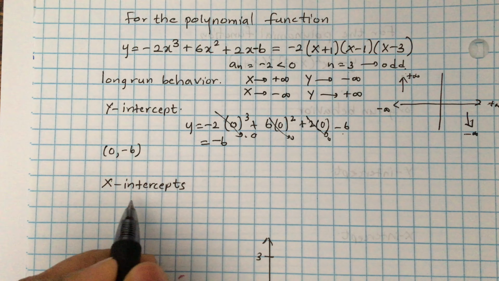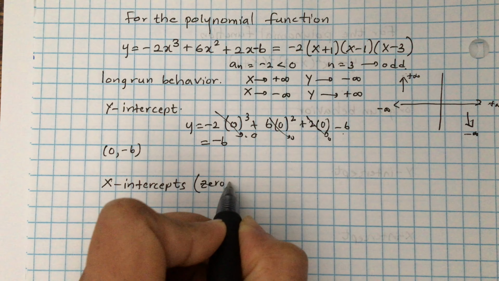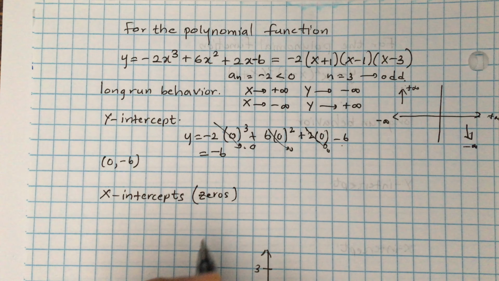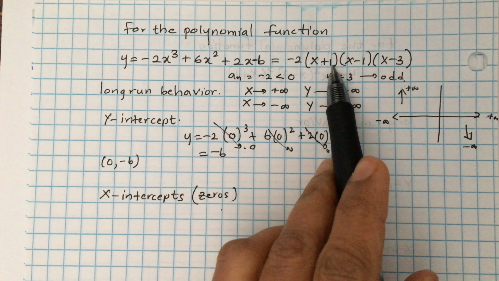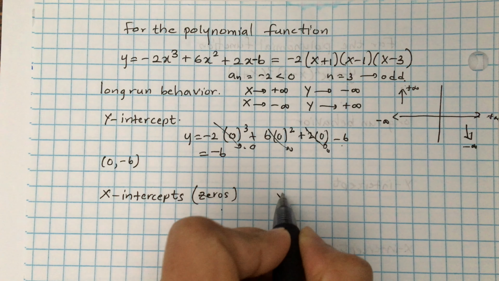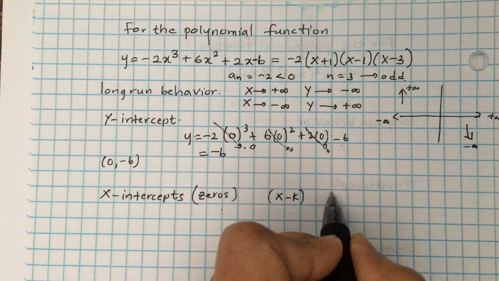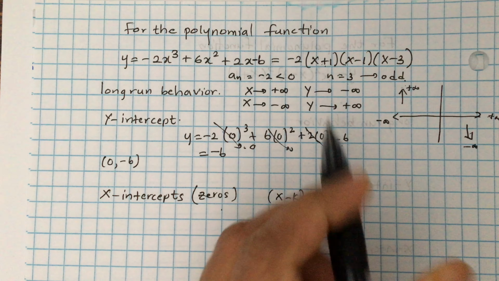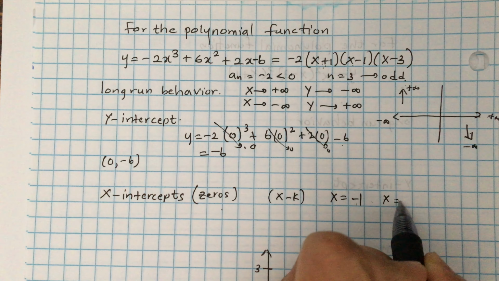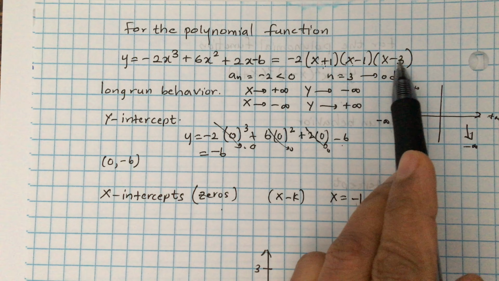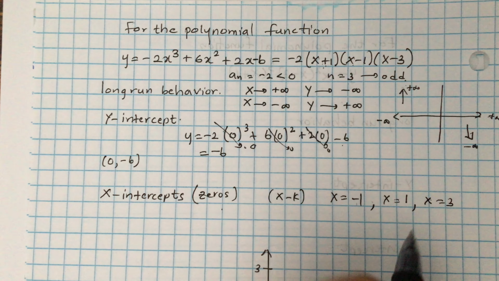Okay, so let's look at the x-intercepts. x-intercepts are zeros of this polynomial. What are the zeros? To find the zeros, you have to look at the factors. The first factor is x plus 1. The factors are in the form of x minus k, so in this case your zero is x equals negative 1. Then this one, x minus 1, so x equals positive 1. Here x minus 3, so x equals 3. So these are the zeros.